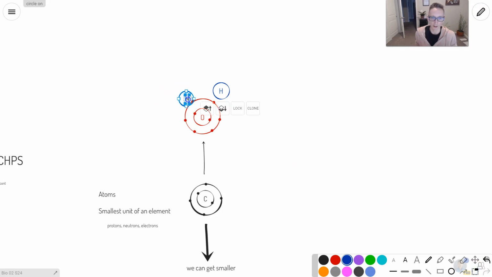The cool thing about water is when you build it like this, it's called a Bohr model. It looks like a little Mickey Mouse.